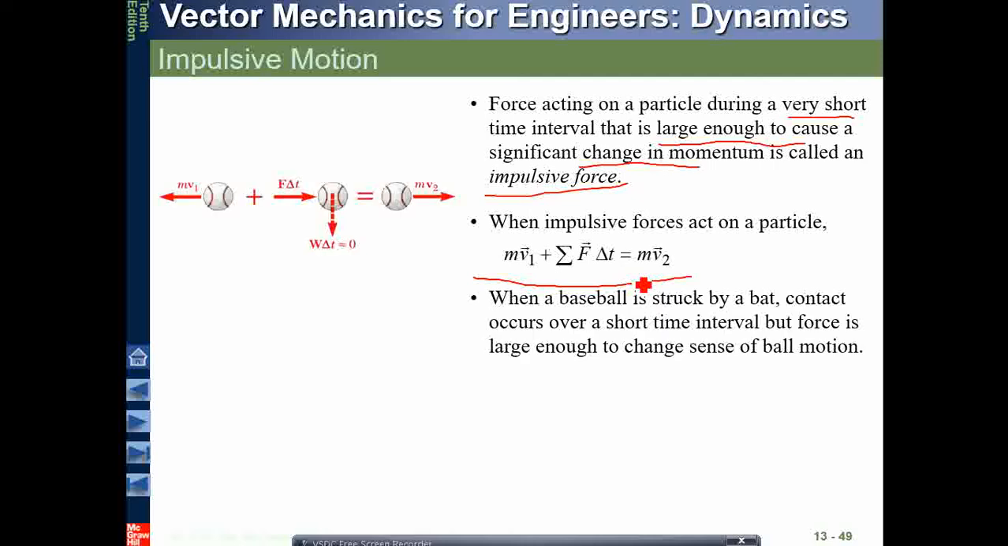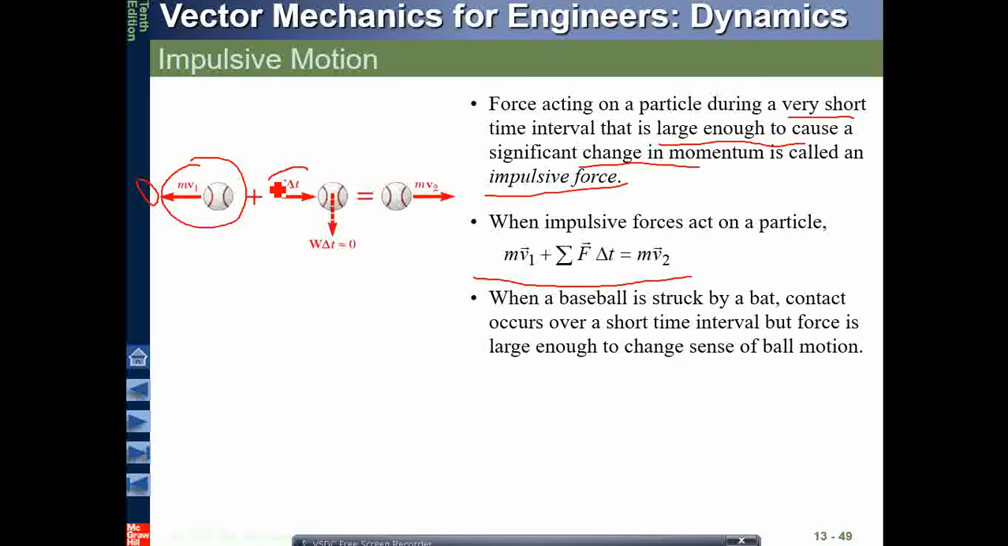This is an example of a baseball. This is where the bat is, and the bowler is throwing the baseball to the batsman. So this is the direction of the momentum mv1. This is the direction opposed to this. Once it reaches the batsman, the batsman hits this ball.